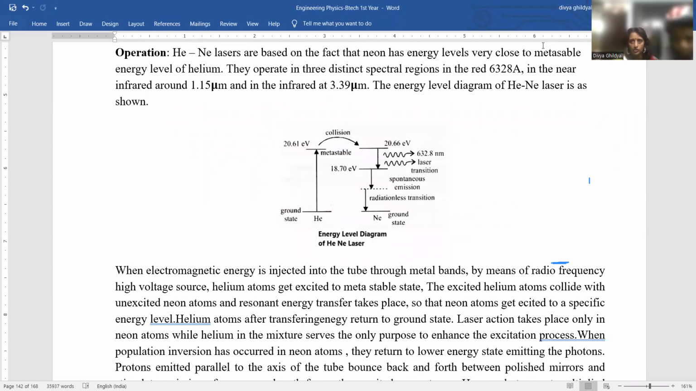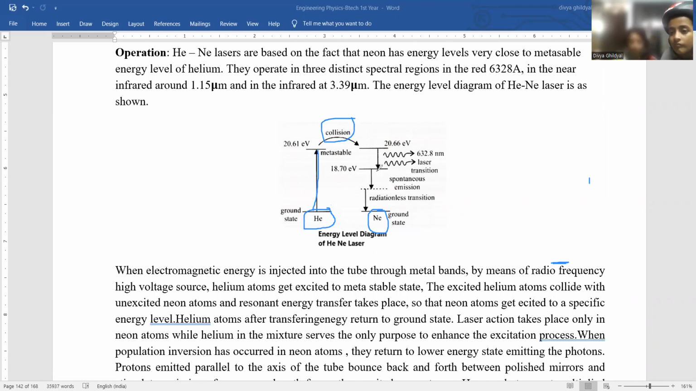If the question is of 10 marks, 5 marks you get for drawing the circuit diagram, and 5 marks for this energy level diagram. See, helium atoms here are in the ground state. They get excited to the higher state, and because of collision of helium and neon gases, population inversion is continuously happening. We do not need to go in for any extra pumping here.